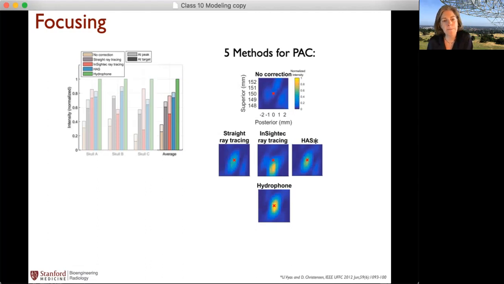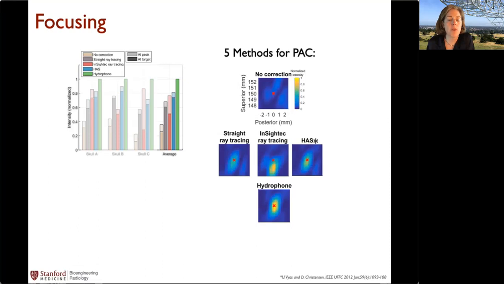So this gives you an idea of the importance of phase aberration correction. It tells you that you can get a lot of intensity back just with a straight ray tracing. It tells you, with the acoustic properties that we're assuming, how much intensity you can get back. It also shows you that there's still more to be done. We'd like our intensity to be the same as when you use the hydrophone correction, but there's still some work to be done there.